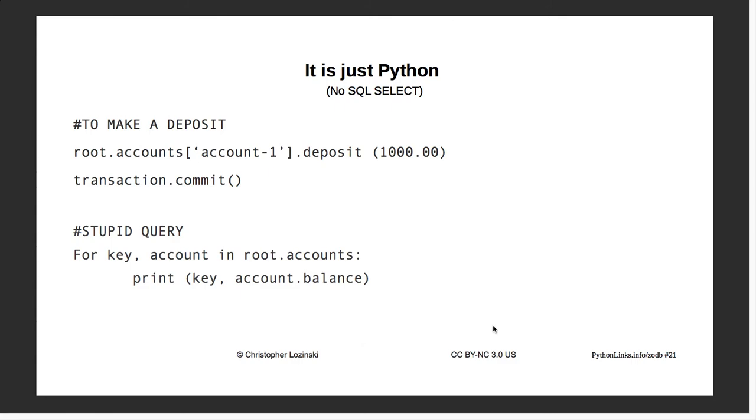It's just Python. People ask me, okay, well, how do I do a select? Well, there's no relational database in sight. There's no select. So if you want to update something, you can go root.accounts, select your account number 1. Maybe that's a select statement. Invoke the deposit function, tell it how much you want to deposit, and then do the transaction commit. If you want to do a query, just for key, account in root.accounts, print key and account.balance, and you get a list of all the accounts and their balances. So it's just Python.